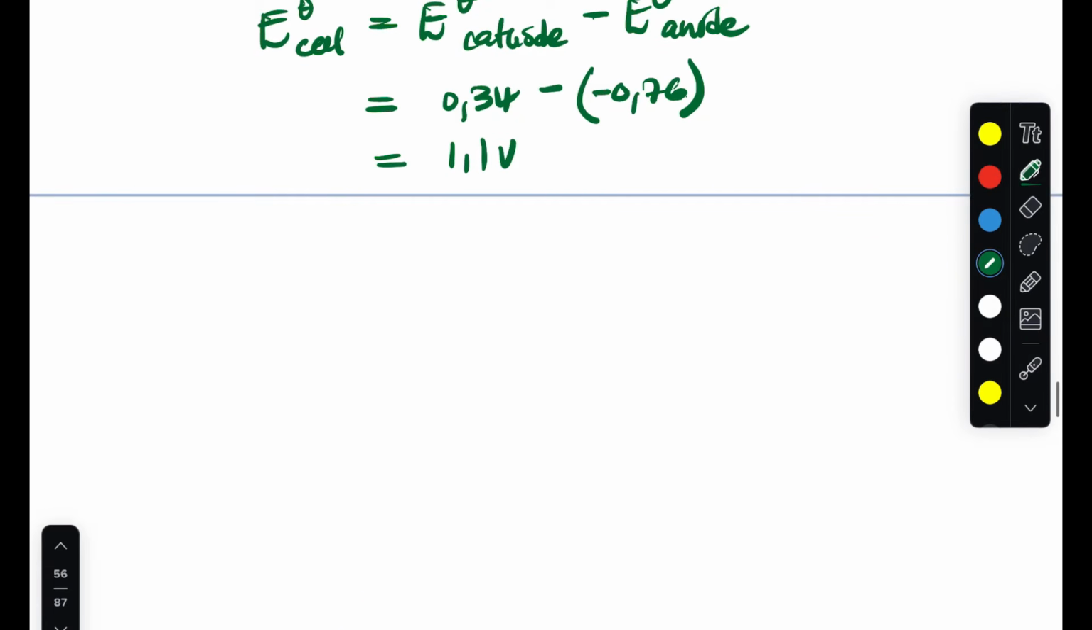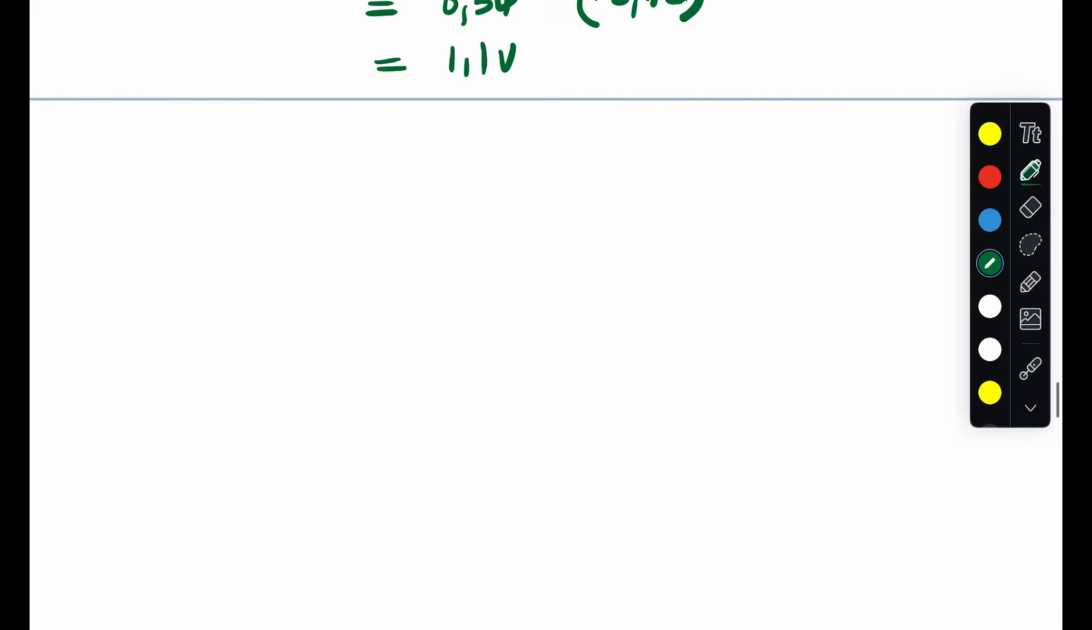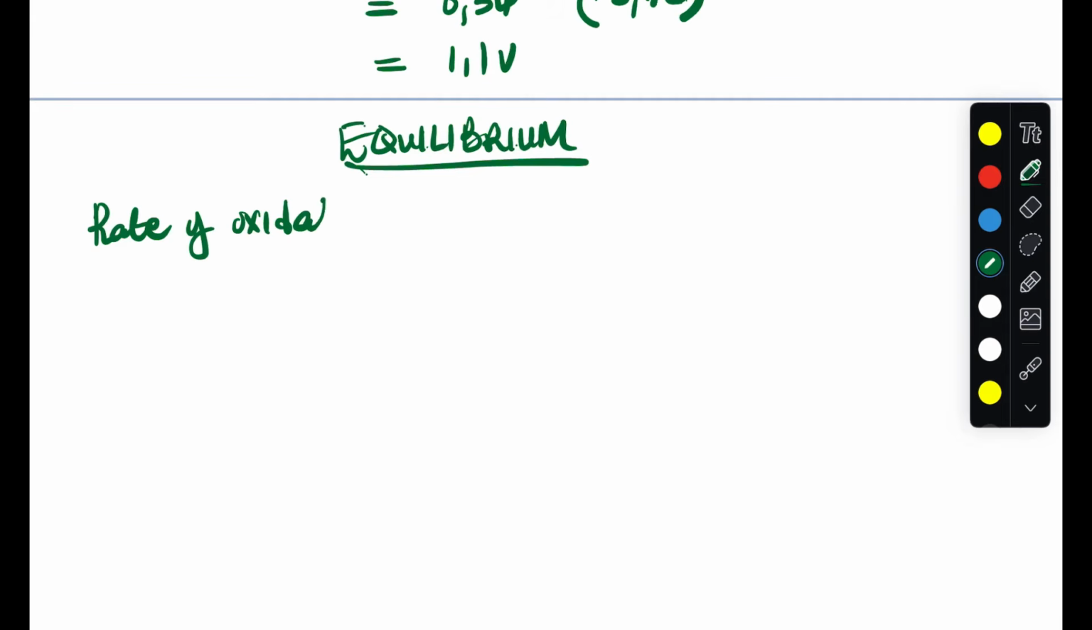Now let's look at the equilibrium. What do we mean about the equilibrium? The equilibrium in the galvanic cell, right? The equilibrium means the rate of forward is equal to the rate of reverse. Here in this case, we say the rate of oxidation is equal to the rate of reduction. So the rate in which the electrons are lost is the rate in which the electrons are gained.